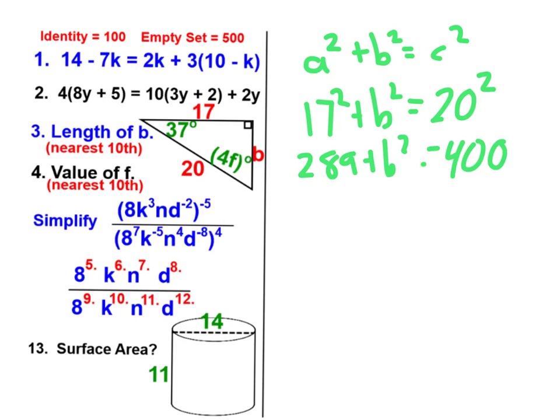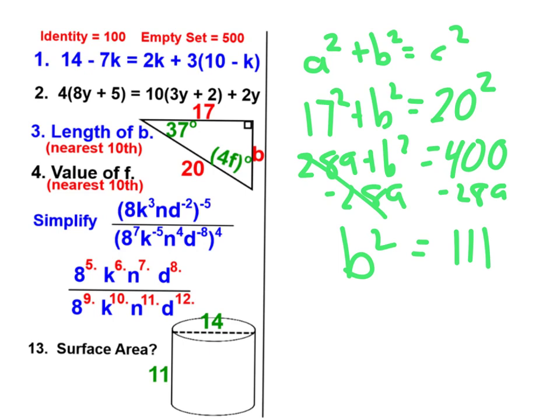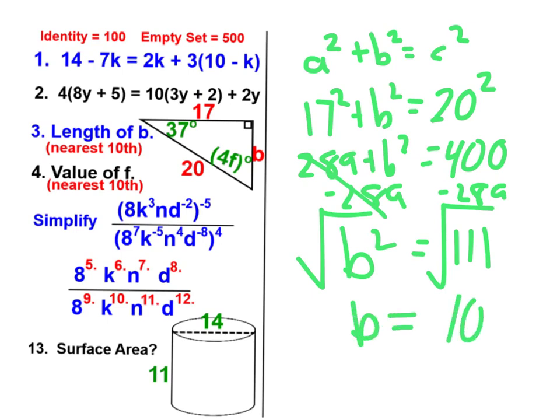Now we're in a two-step algebraic equation, so I subtract 289 from both sides, which gets me 111 equals b squared. How do I undo a squared sign? I do the square root. So now I'm going to get b is equal to 10.53, so we're going to round it to 10.5. Now again, when you do a square root, you could have a positive or a negative answer, but in this application, a negative answer does not make sense.